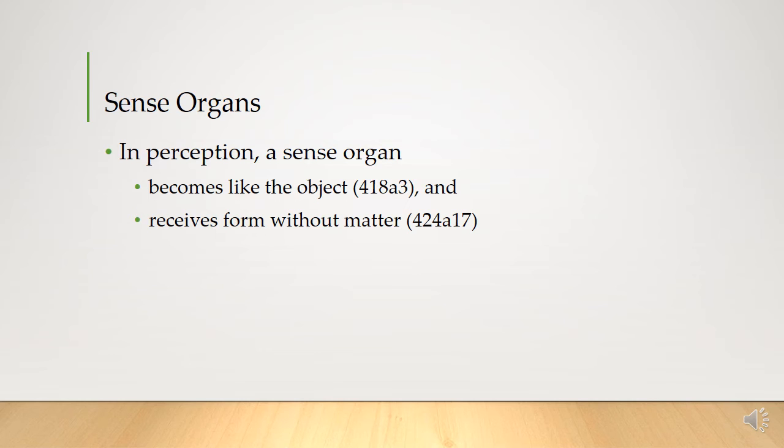Second, a sense organ in perception receives form without matter, just like a piece of wax can receive the imprint of a gold ring without receiving the gold of the ring. For example, when you are seeing a red tomato, your eyeballs receive the form of the tomato without receiving its matter.